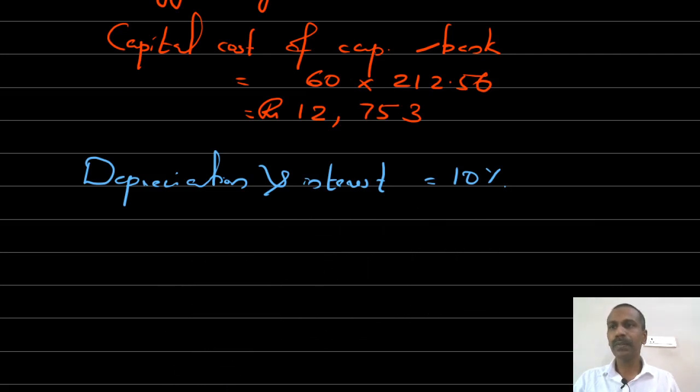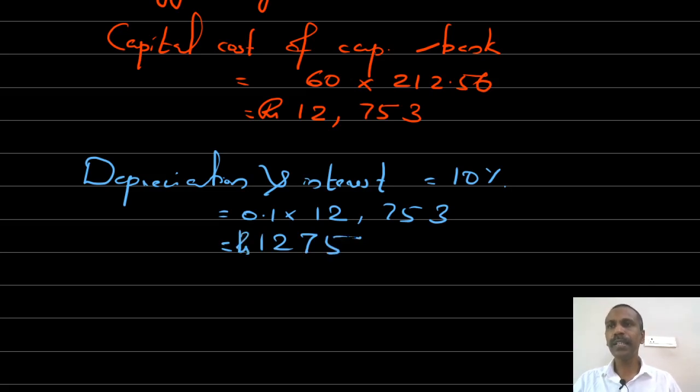Just like that, the depreciation of the capacitor is only 10%. If you sell the capacitor, the remaining 90% you will get back. So the actual spending is only 10%, which is equal to 0.1 into 12,753, which is equal to 1,275 rupees. This is the spending towards the capacitor bank.